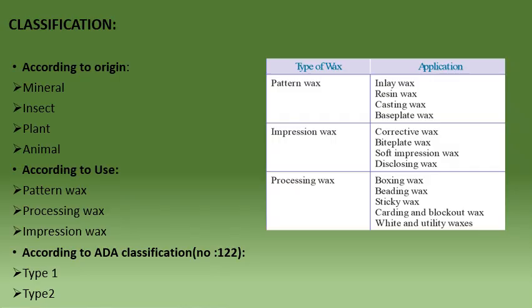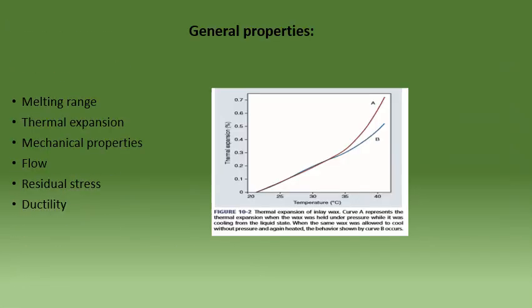Sometimes according to ADA also, it is classified as type 1 and type 2. Whatever I'm talking about now is general dental wax. We'll get into inlay wax after this. Basically all the waxes have these properties. They have an appropriate melting range for each, and a property called thermal expansion. These have a high CTE, because when we heat it, it will expand like anything, and when we cool it, it will shrink like anything. Because of all this, a lot of residual stress and distortion is created in it.